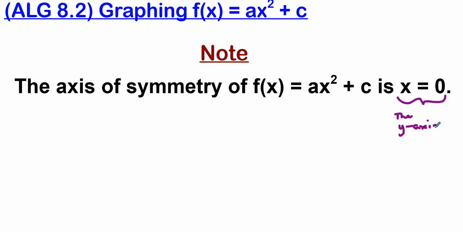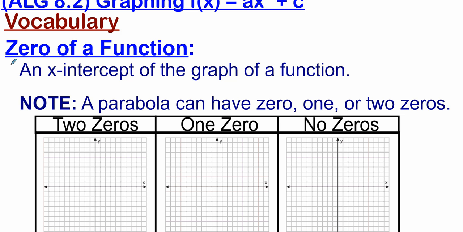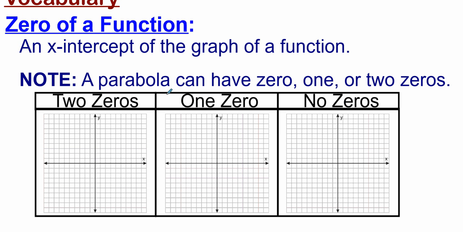So x equals 0 is the equation of the y-axis. Right. And then here, some new vocab. Zero of a function. A zero of a function is just an x-intercept of the graph of a function. So with a parabola, you can have 1 zero, 0 zeros, or 2 zeros.